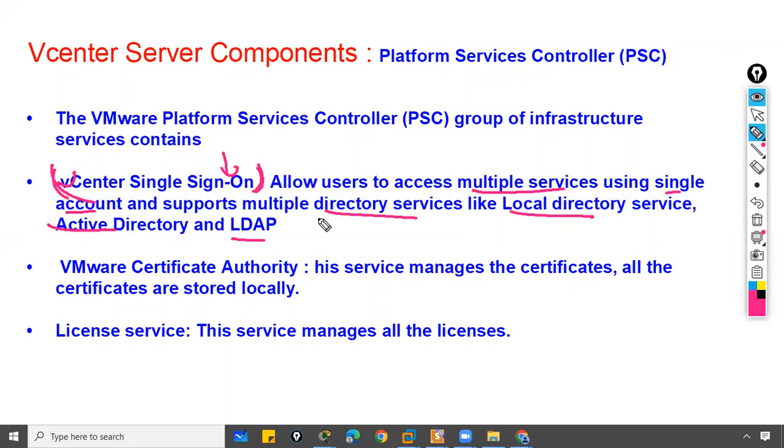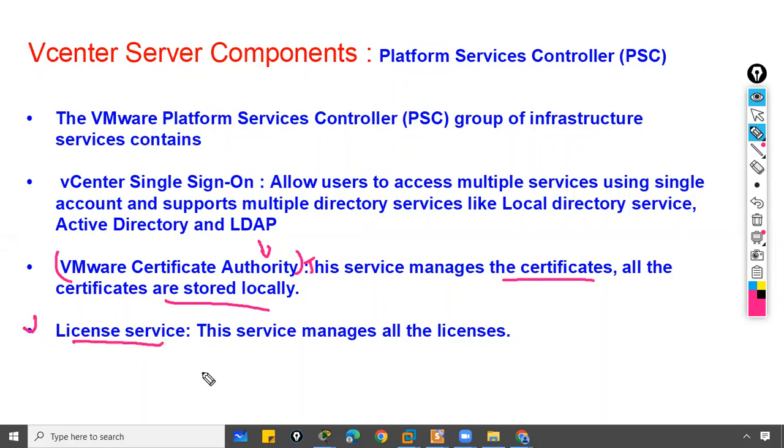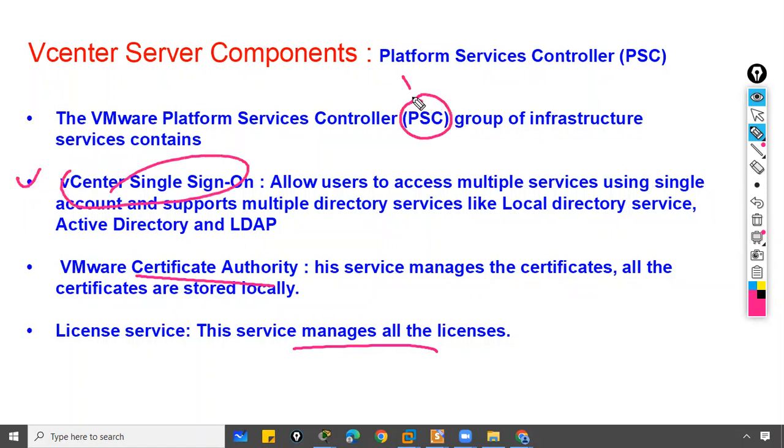So we have already discussed what single sign-on is in our first class. Where is this single sign-on available? It is available in PSC. So if you want to get single sign-on, you need to install PSC. And this PSC has one more service called VMware Certificate Authority. This service manages the certificates, and certificates are stored locally. It also has the license service, which manages all the licenses. So to manage the licenses and the certificates, and for single sign-on, we need the PSC. Without PSC, you are not going to get these three services.